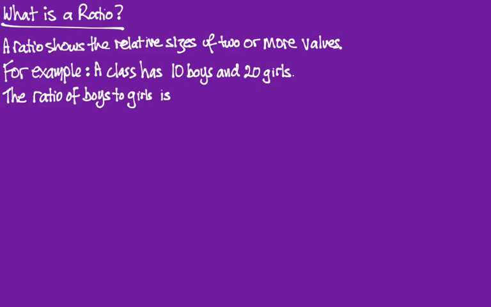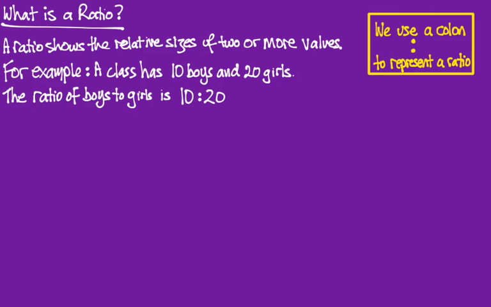It's important what order we put them in. We'll have a look at that shortly. But in this case, we've got boys to girls. So we're going to write the number of boys first, colon, and then 20, which represents the number of girls. So we use a colon when we're talking about ratios to represent a ratio.